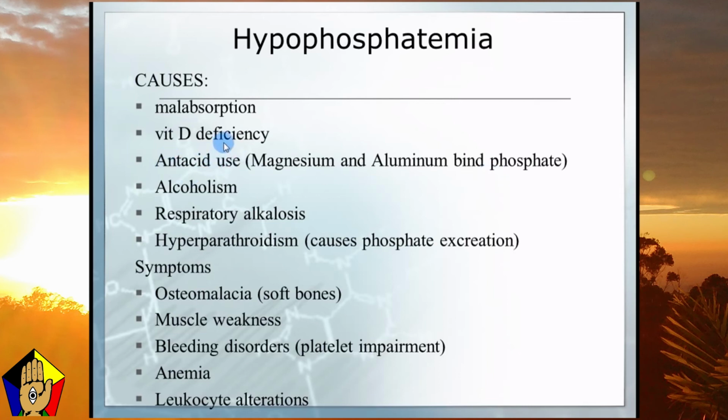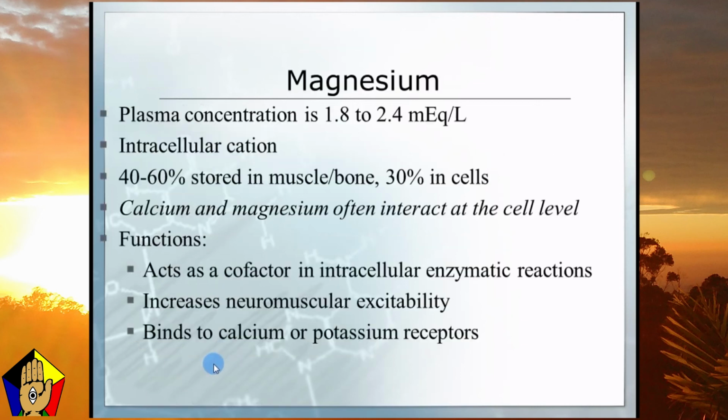Right? And then some of the symptoms. Remember, calcium and phosphate build bone. So some of the symptoms would be weaker bones, muscle weakness. Phosphate's important for just building the DNA inside of red blood cells. So you might see bleeding issues. You might see anemia. Right.